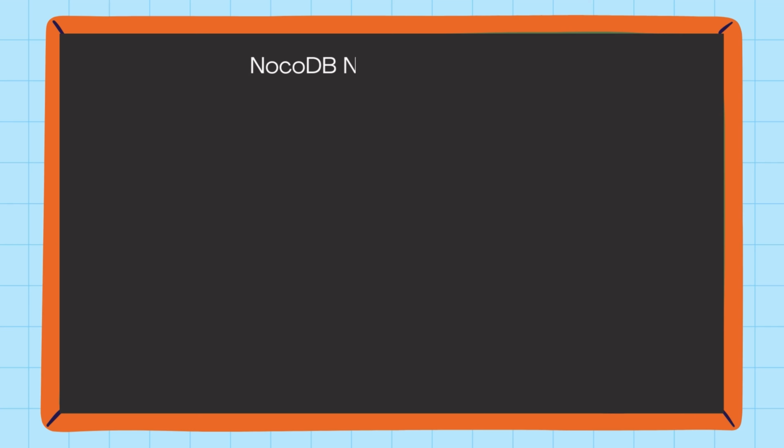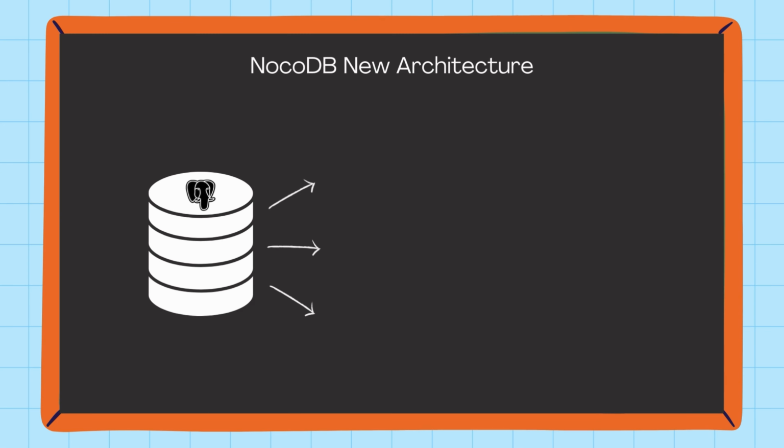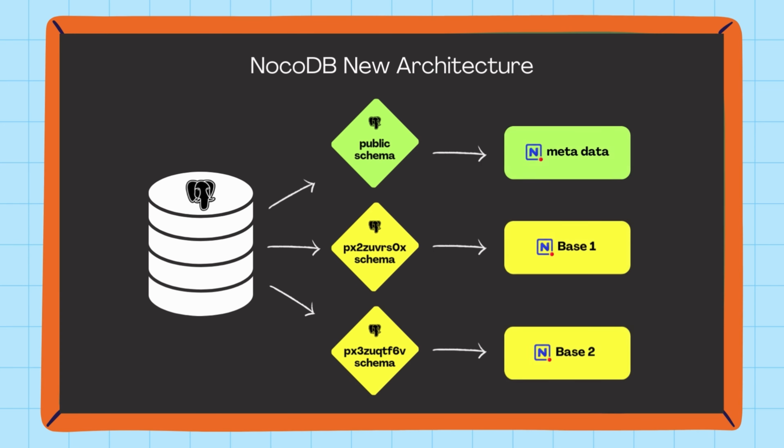Our cloud product already had this architecture built in from the start, so we knew it was time to bring it to the OSS version. And here's the exciting part. From this latest release, every base you create in NocoDB will have its own dedicated schema in PostgreSQL. From now on, the public schema will just handle metadata. This means cleaner, more scalable architecture for your data. It's the same system we use in our cloud product, and now we're rolling it out for everyone.